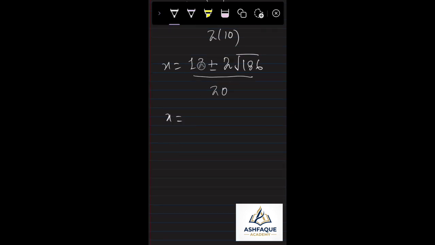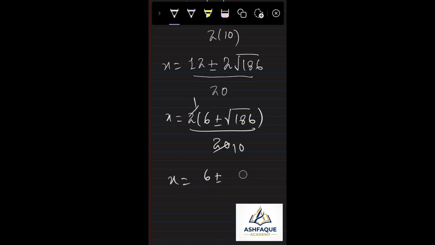We will take 2 as a common. So 2 is here, it will be 6 plus minus under root 186 divided by 20. 2 times 10 is 20, so the 2 cancels. So the answer will be 6 plus minus root 186 divided by 10.